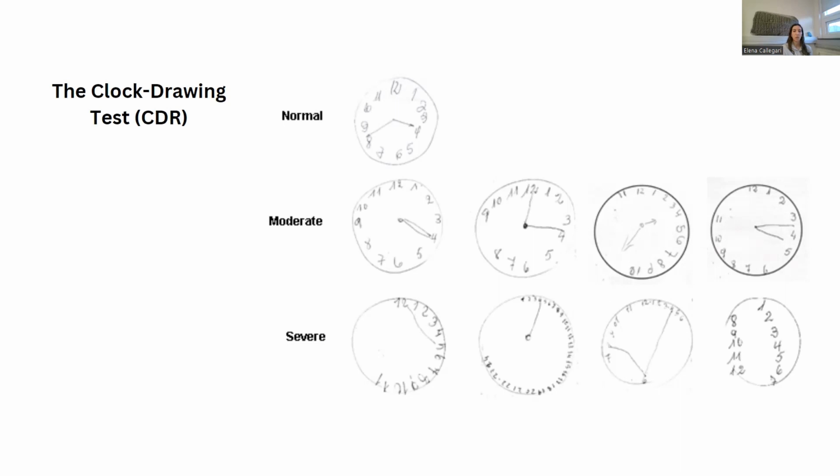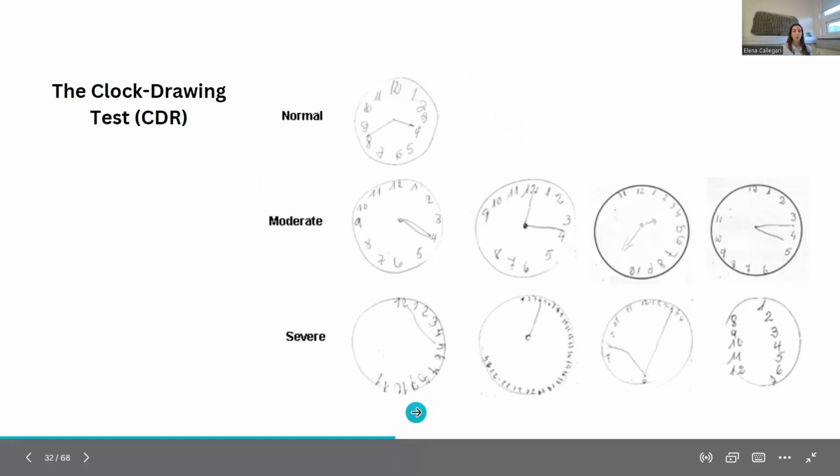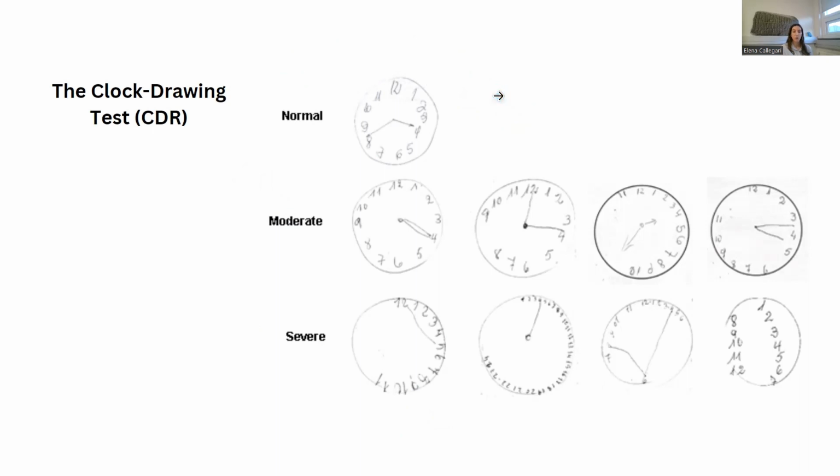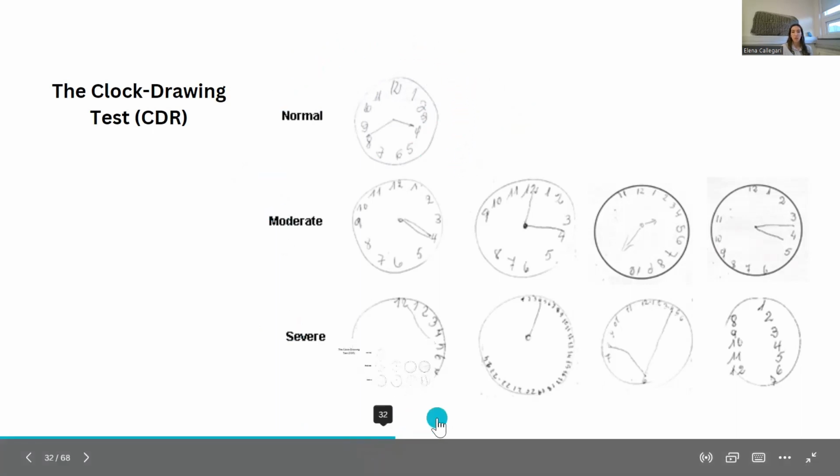But if you take a look at this image, you can see that the difference between the drawing of a normal individual and the drawing of an individual with severe Alzheimer's disease is really quite striking. A normal individual's drawing, of course, does not look perfect, but it is hand-drawn. Everything is in place. The numbers are where they're supposed to be. And then we compare the severe Alzheimer's disease drawing, and we see that the numbers are definitely not where they're supposed to be. And this is even more evident in this case, where the numbers are not even following the circle of the clock.